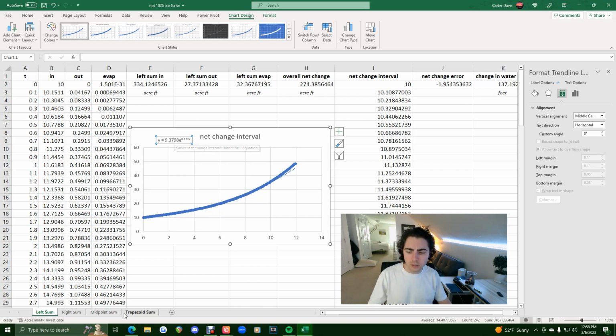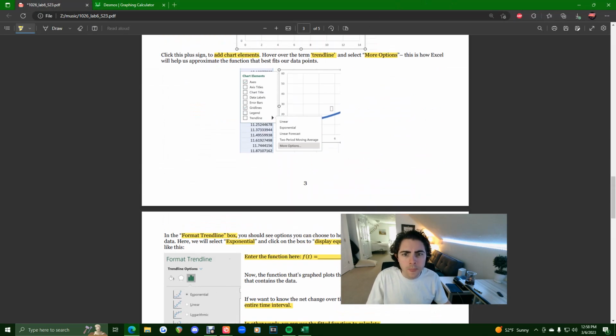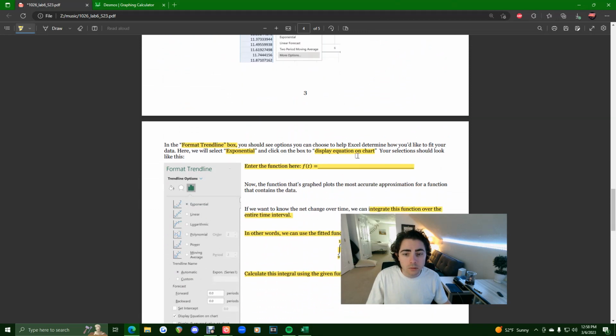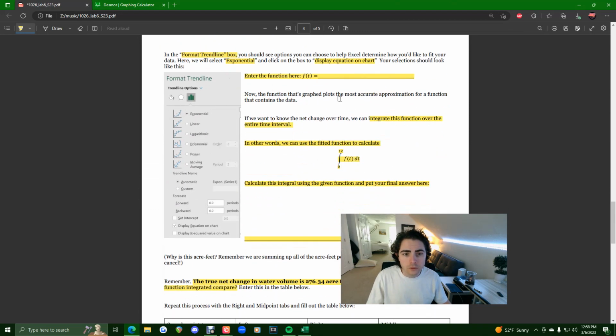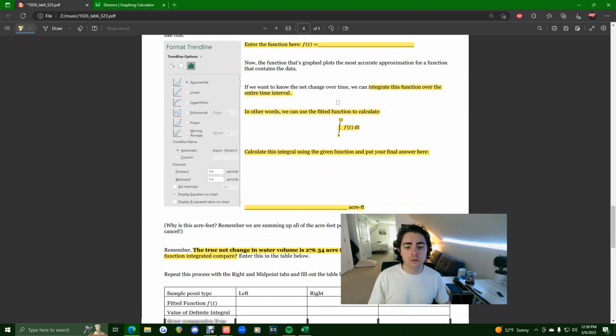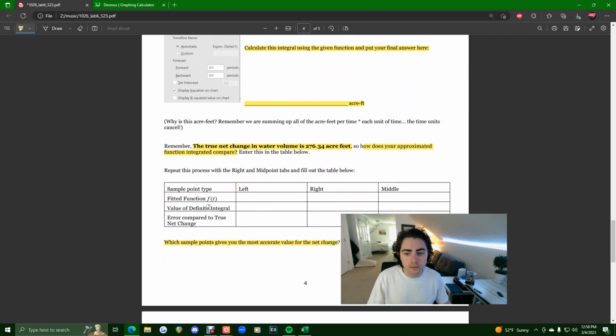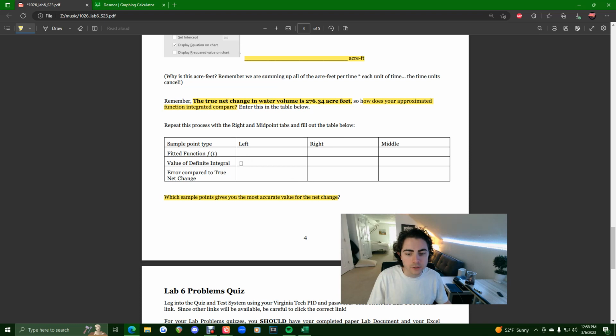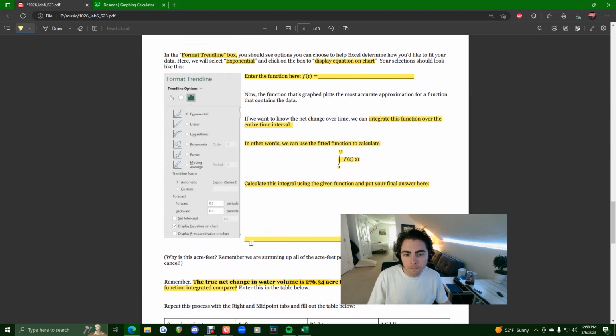Let me double check this just to make sure. Another functions, most accurate approximation. Yeah, okay. So for just the left, right, and the middle, they want you to do the value of the definite integral here, and then you can write out the functions it gives you, and then the error compared to the true net change, which is 276.34. They give us the star. Okay. Let's give it a go.